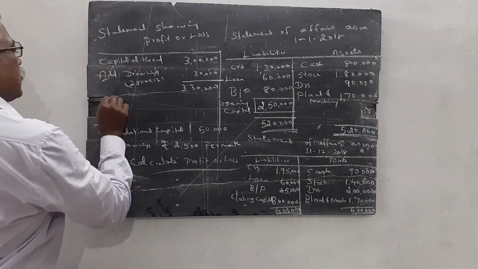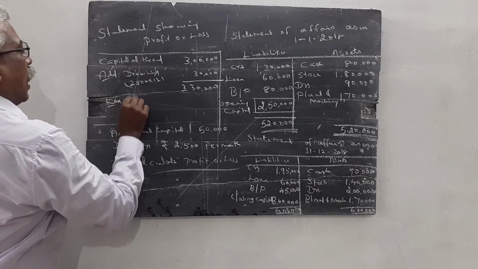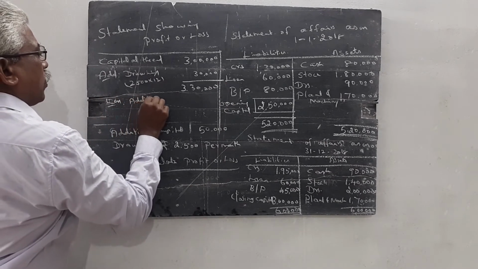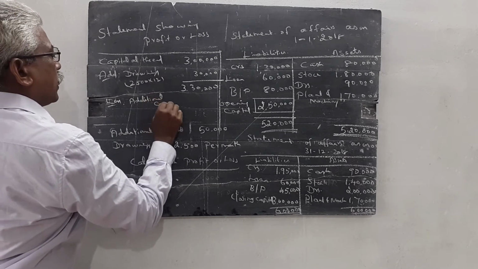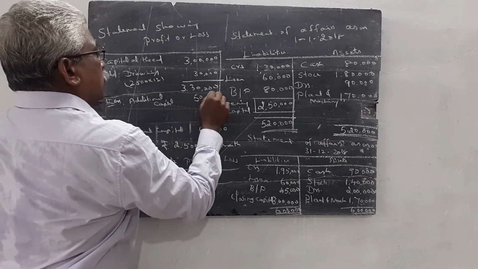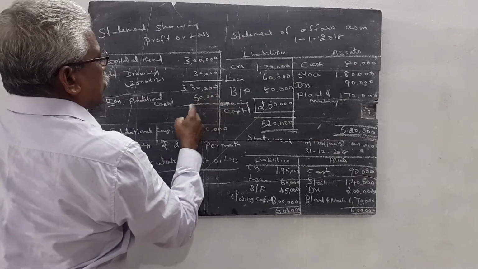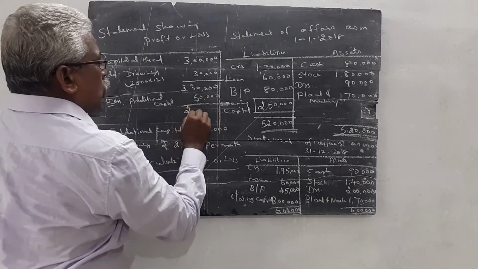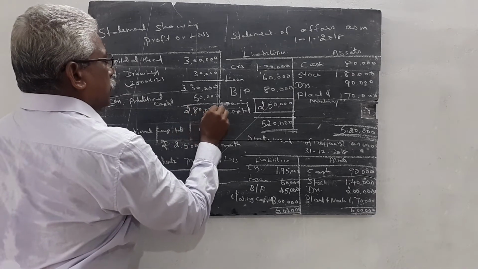Then less additional capital. Additional capital is equal to 50,000. If you subtract 3,30,000 minus 50,000, it is equal to 2,80,000.